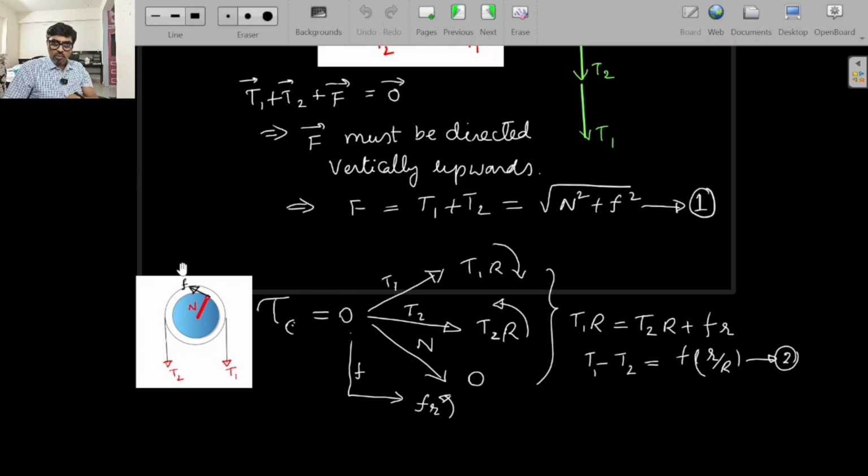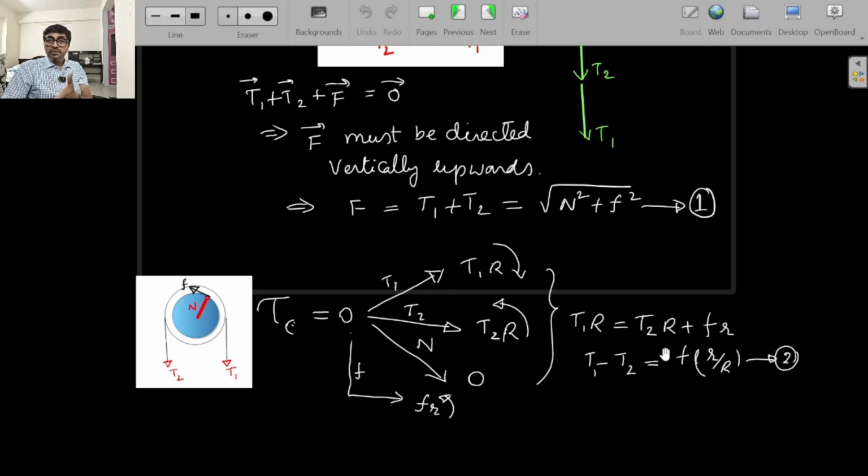Because it is a massless body, even though it may have angular acceleration, net torque about C has to be 0. From there I will get one more equation: T1 minus T2 equals F times small r by capital R. I didn't mention whether F is mu times N or not, because I am still not sure whether it is slipping or not.